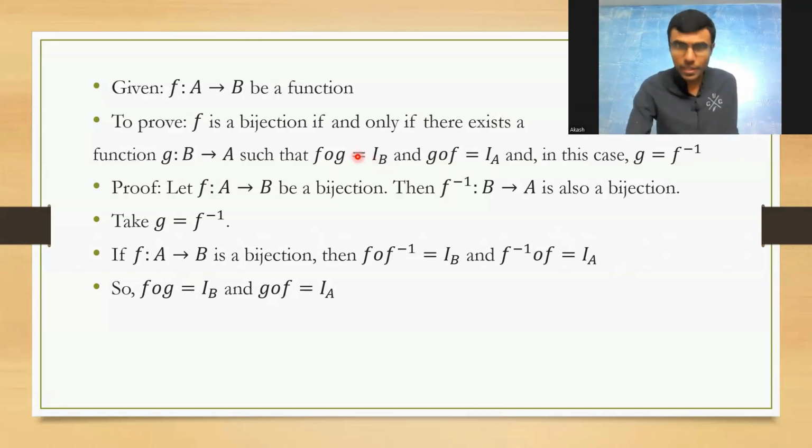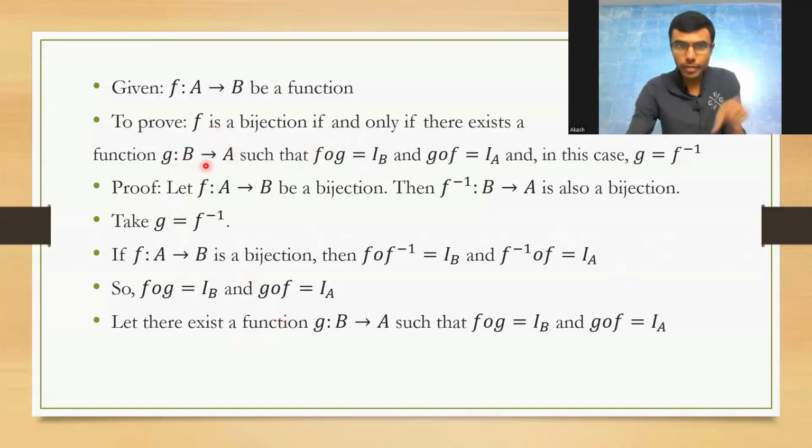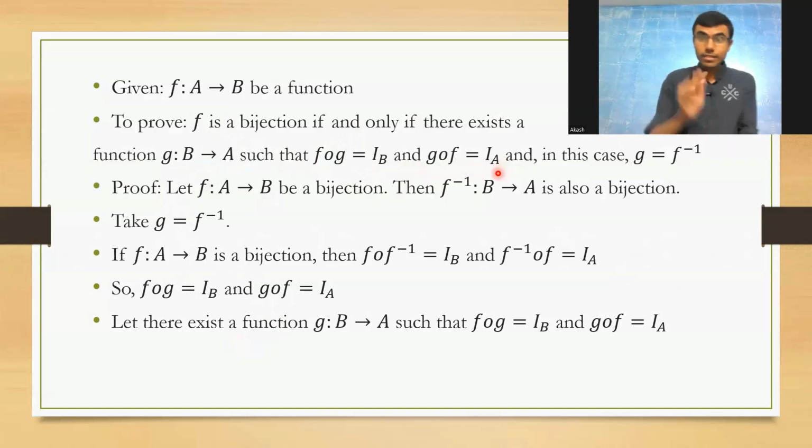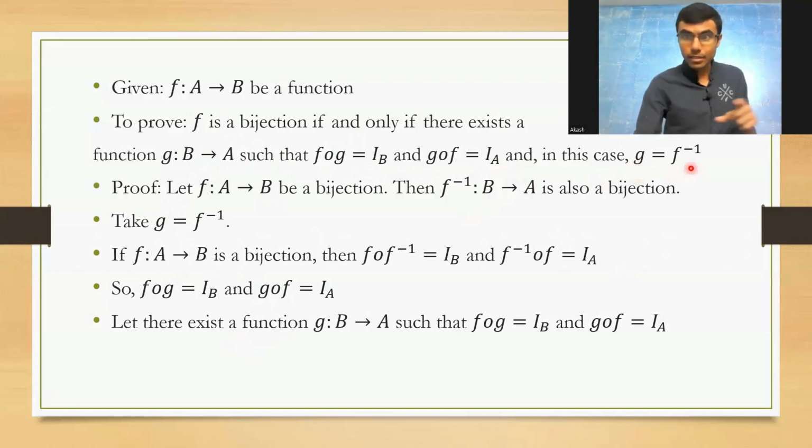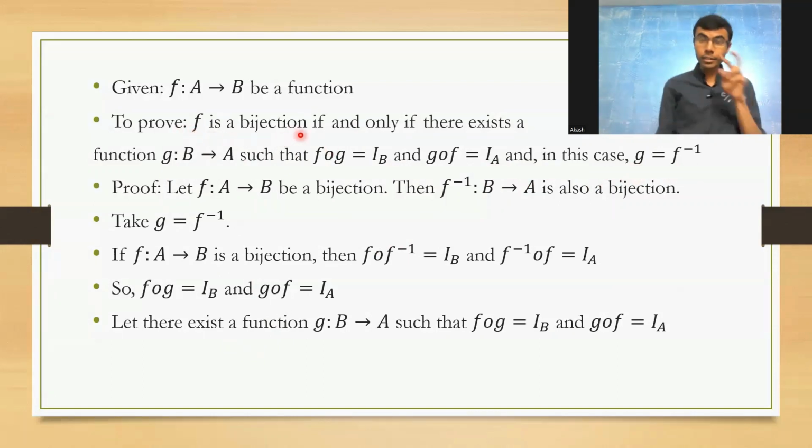Now next, let there exist a function g mapping B to A such that f circle g equals IB and g circle f equals IA. If this is the case, I need to actually prove two things. I said only one thing here. You need to show that g is equal to f inverse and f is a bijection. I need to prove two things.